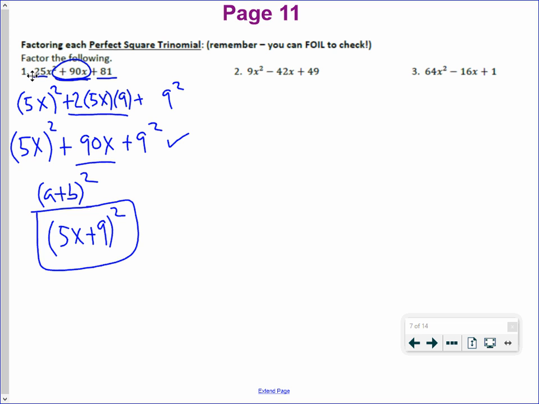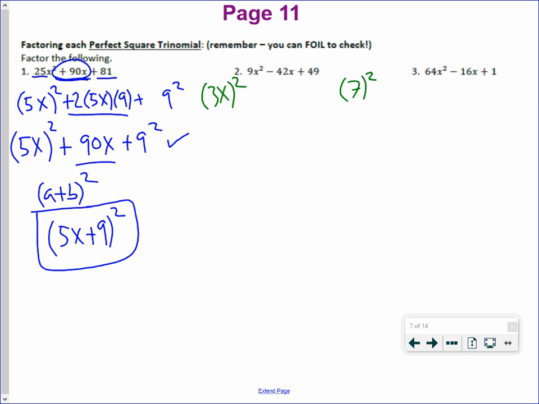For number 2, we're going to do the same thing. First thing we're going to do is make sure that it is a perfect square trinomial. So 9x squared has to be the square of some number. And we can see that 3x squared equals 9x squared. So that's good to go. 49 is the same thing. It's the same thing as 7 squared. 7 squared is 49. So that's a square of another number.